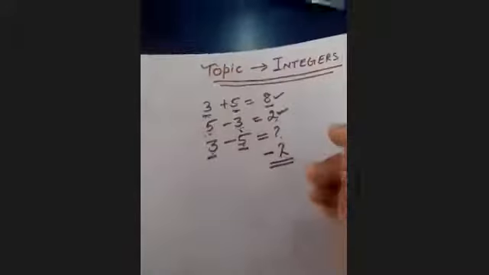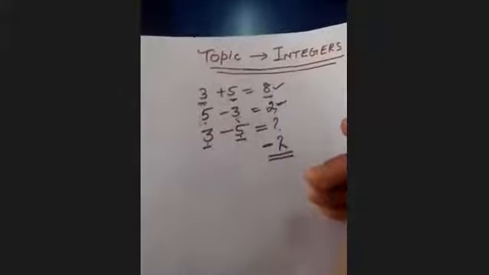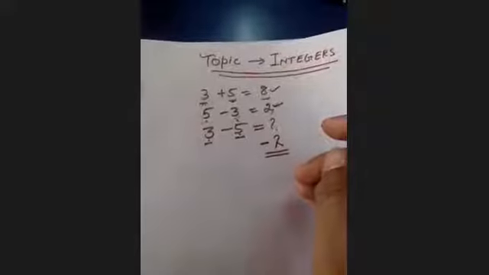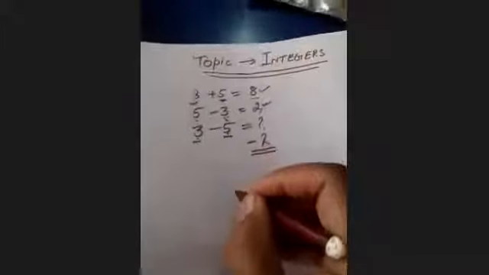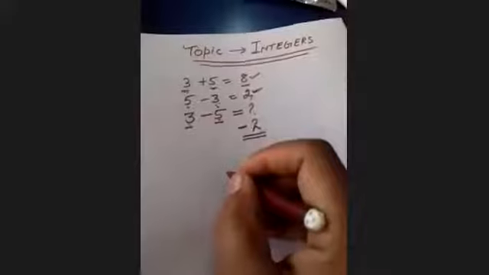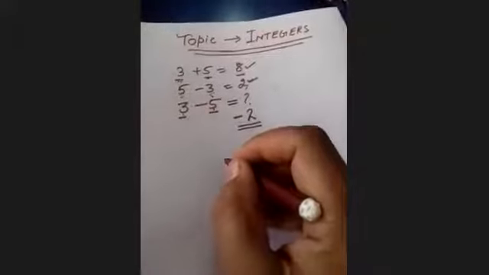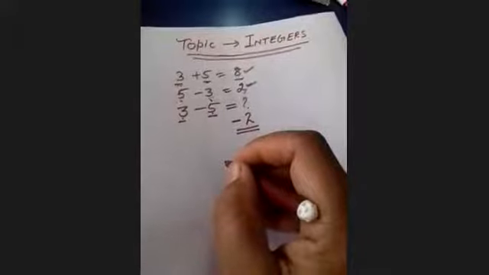Clear? Basically, what are integers? The group of positive and negative numbers is known as integers. Clear, students? So what are integers? The group of positive and negative numbers is known as integers.